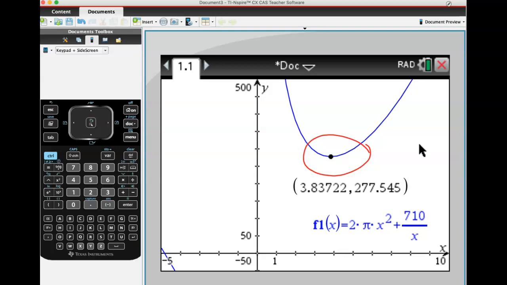So your homework is to do the rest of these problems. There are, I think there's 4 of them. You need to do 2, 3, 4, and 6.